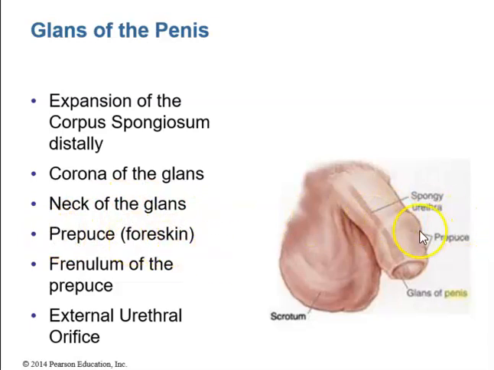The prepuce, or the foreskin, is the layer of skin that is cut during circumcision, and then underneath on the ventral surface, you have a frenulum of the prepuce. And then at the glans penis, you'll have the opening, the external urethral orifice, where urine exits the body.